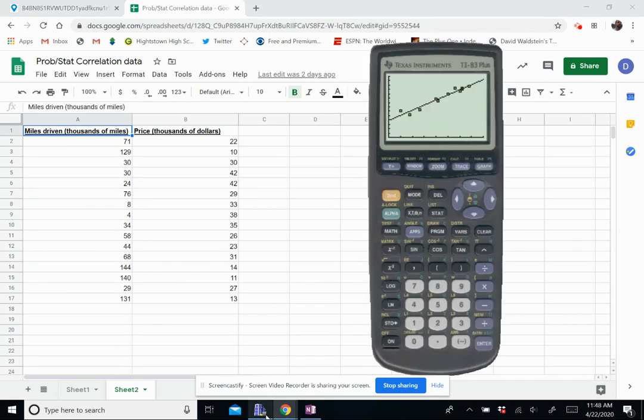All right, let's try it again with our other values that we used before. And this was talking about a car. And remember, the more you drive that car, the less it's going to be worth. And that was pretty unsurprising.